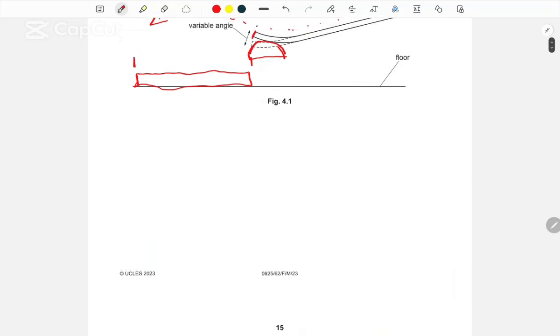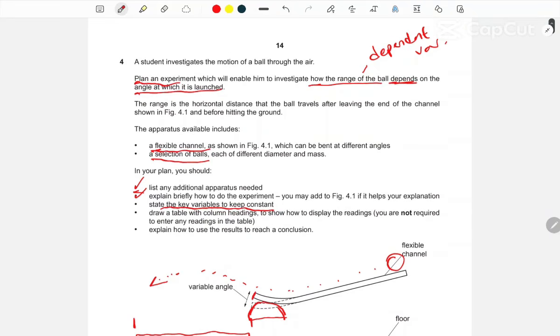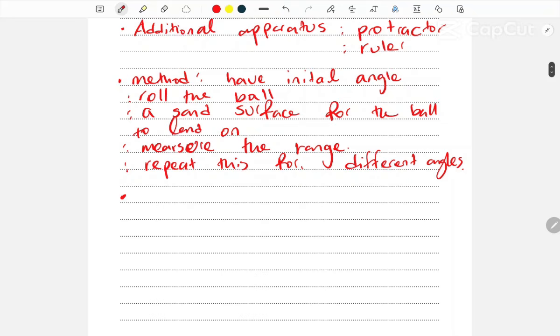So that's a basic methodology. So we've done the first one and the second one. The third one, state the key variables to keep constant. So for this one, it's an obvious one. The mass of the ball should be kept constant.